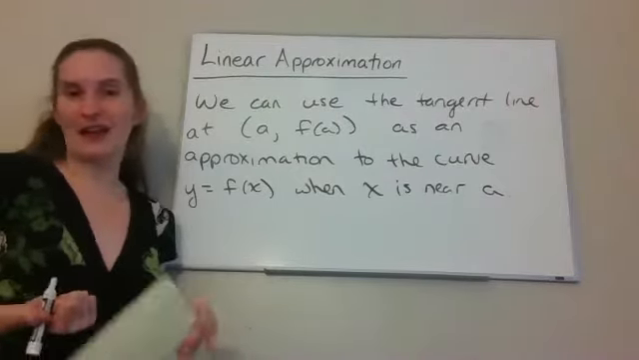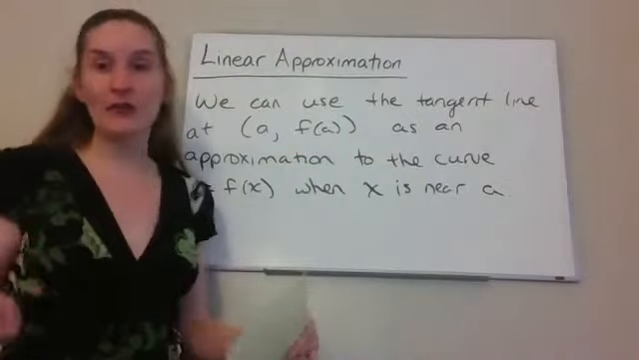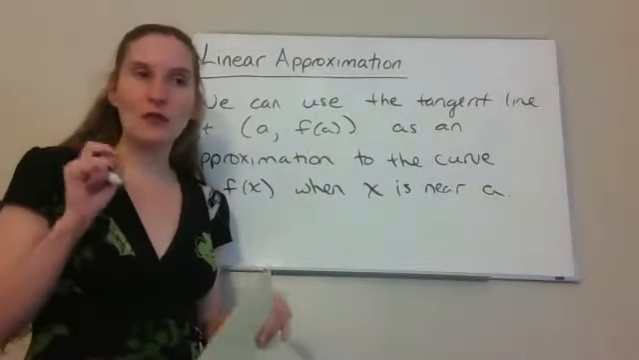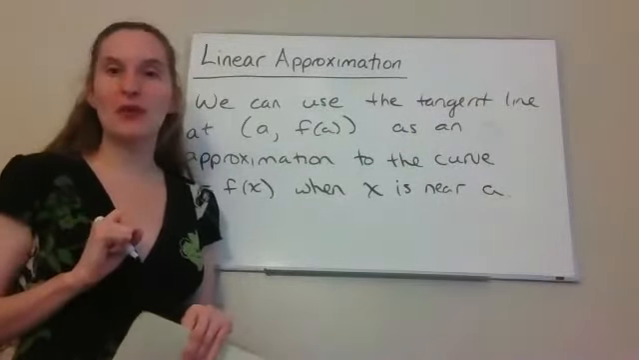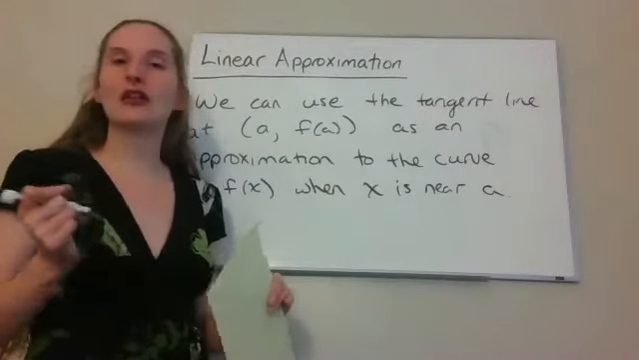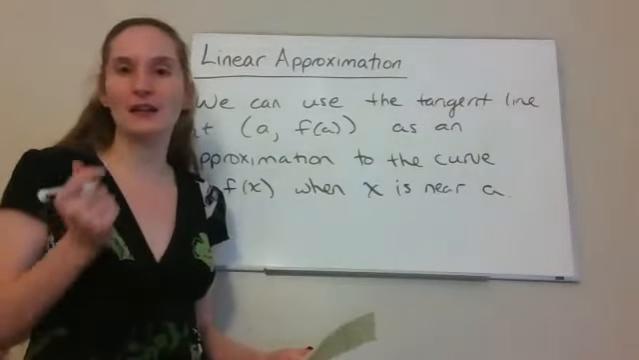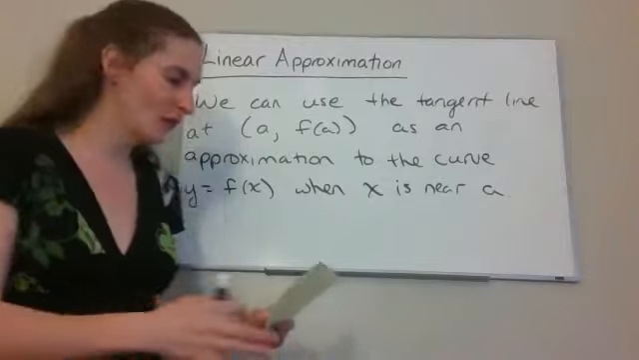All that this is saying is if you take the graph of any function that you want and zoom in close enough to a particular point, the graph is going to start looking closer to a straight line, as long as you're zoomed in far enough.